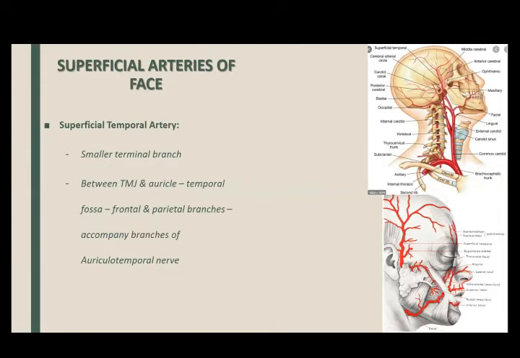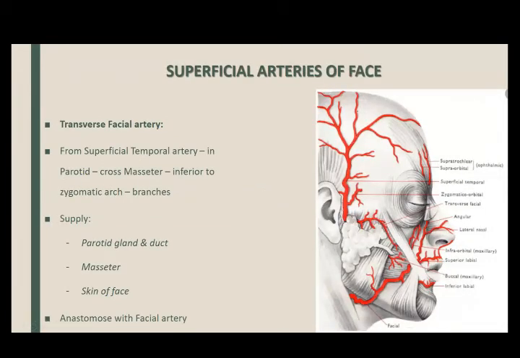इसकी distribution exactly follow करती है the distribution of the auriculotemporal nerve. ठीक है? So the branches of this artery follow the branches of the auriculotemporal nerve. Now, the superficial temporal artery divides into two terminal branches, a frontal or anterior branch and a posterior or parietal branch.